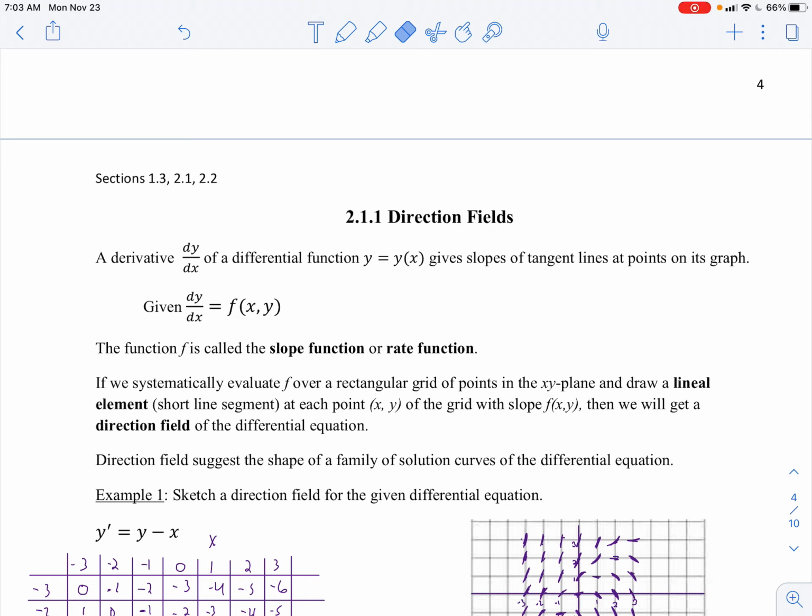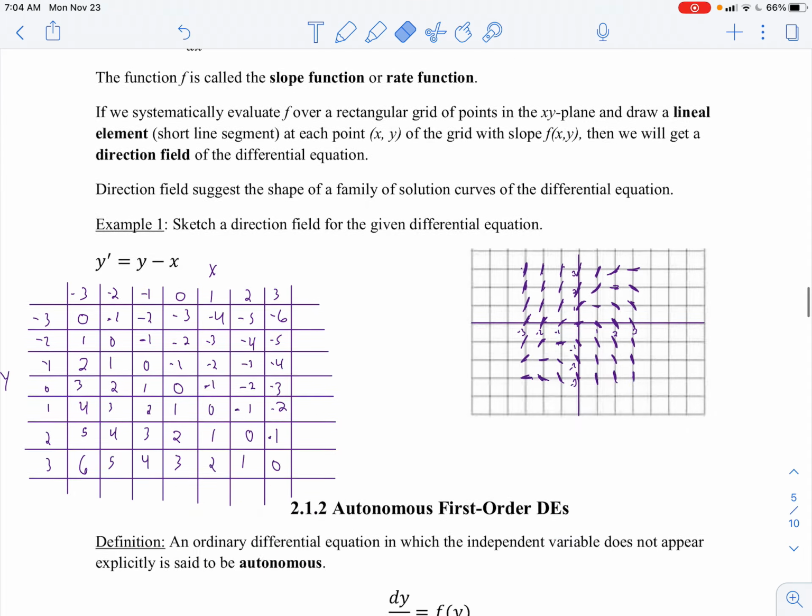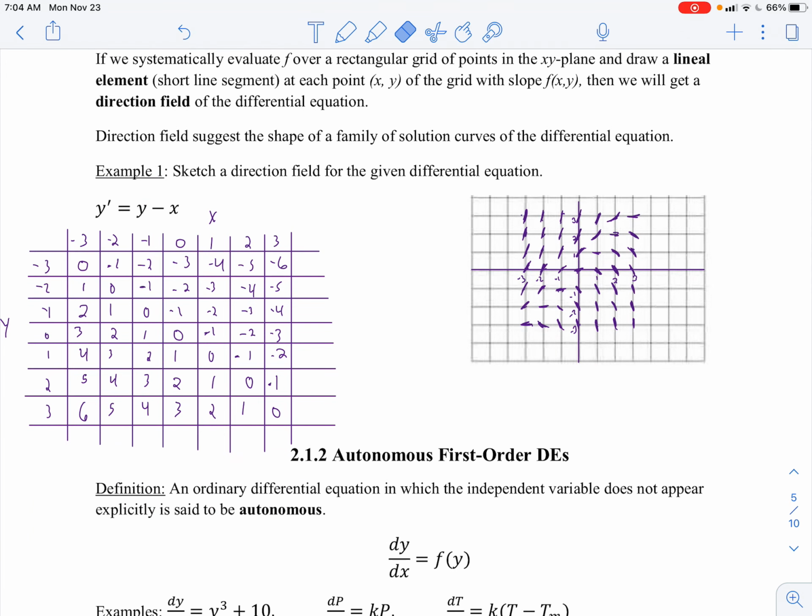A derivative dy over dx of a differentiable function y equals y of x gives slopes of tangent lines at points on its graph, given dy over dx equals f of x, y. The function f is called the slope function or rate function. If we systematically evaluate f over a rectangular grid of points in the xy plane and draw linear element short line segments at each point (x, y) of the grid with slope f of x, y, then we will get a direction field of the differential equation. A direction field suggests the shape of a family of solution curves of the differential equation.